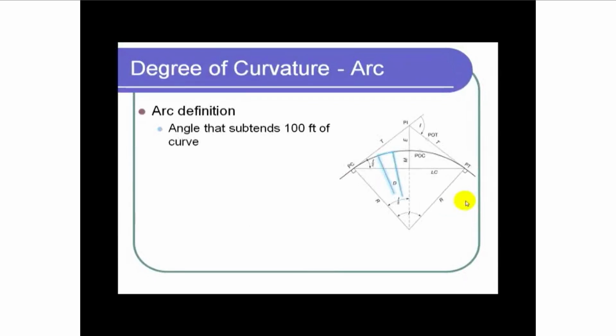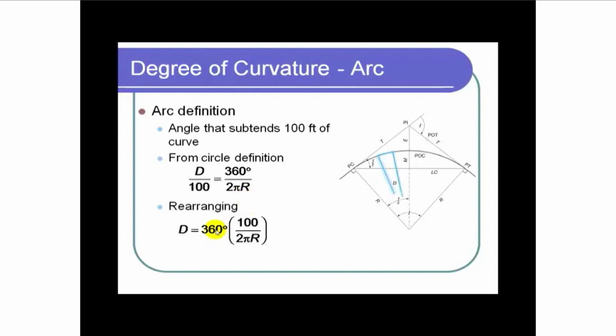We can get that by a relationship: 100 is to D as an entire circle, 360 degrees, is to 2 pi r, which is its circumference. And so there's our relationship. We take the relationship where 100 feet is to the circumference, 2 pi r, as D is to 360. So we've set it up as a ratio. Now we simply have to solve for either D or R.